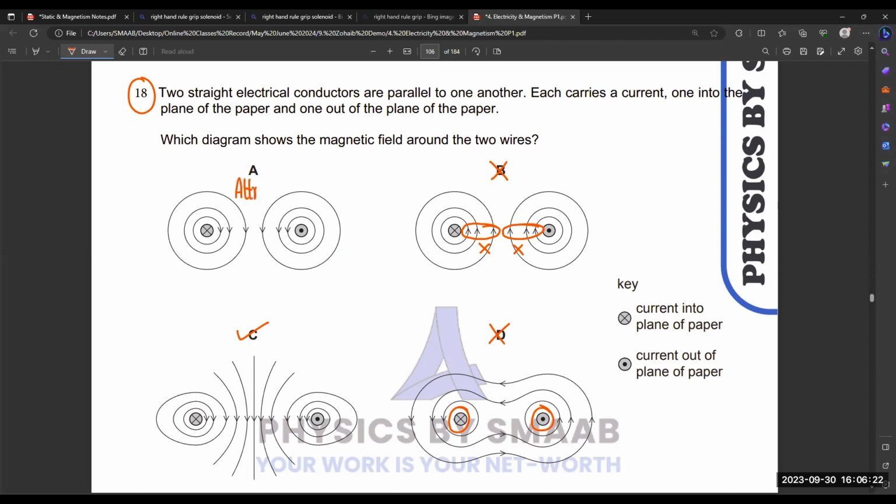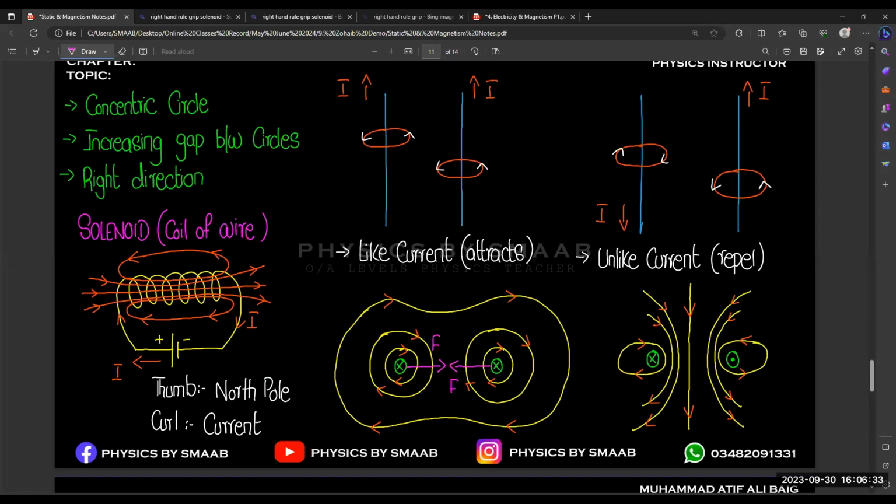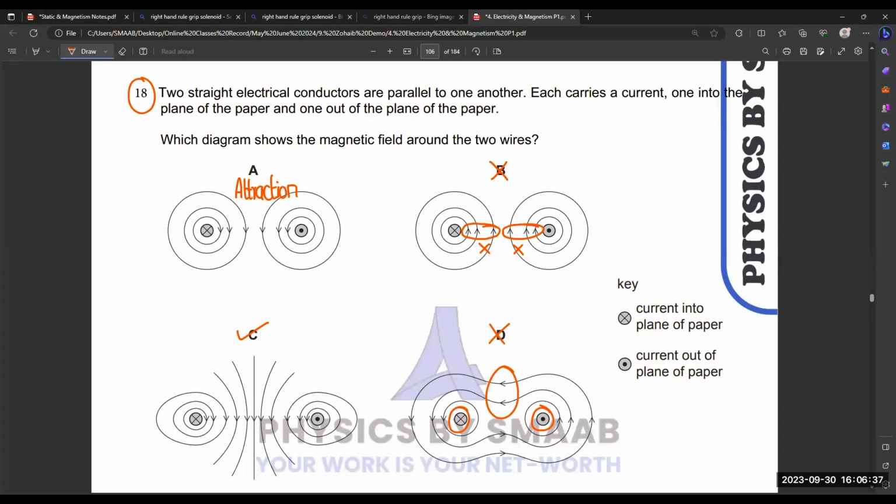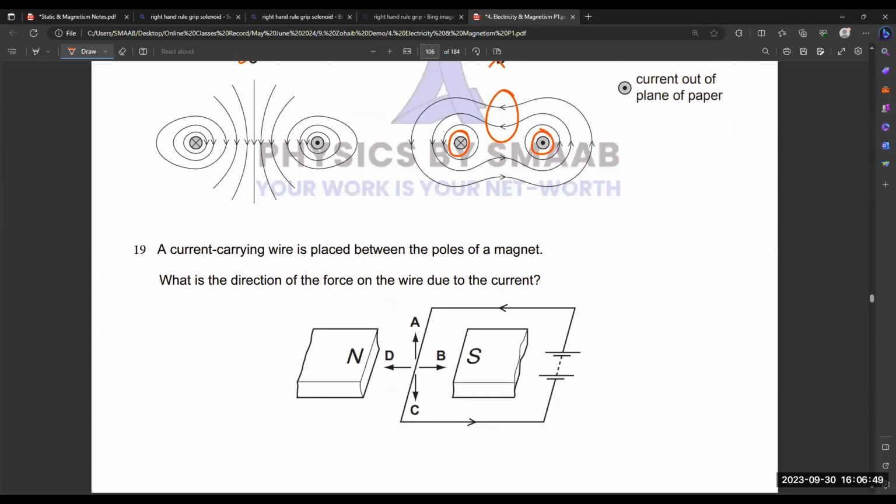Because these lines are missing in part A. That should be like this, okay? So that is the only problem. Otherwise, in option A, the direction of electric current and field lines are perfect over there. Only problem is that the field lines are not completely marked over there, okay?